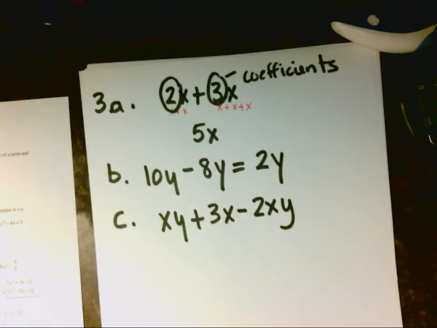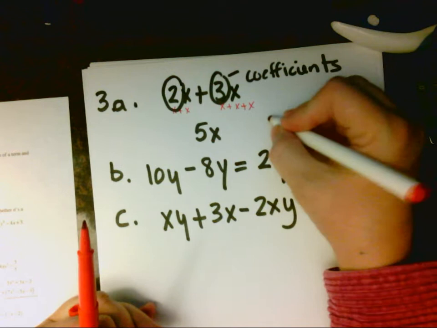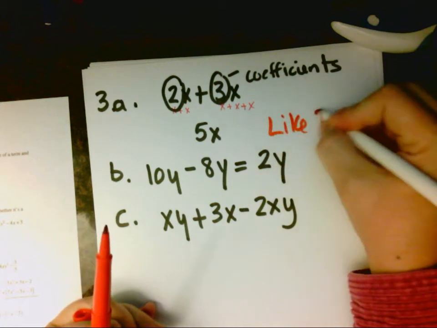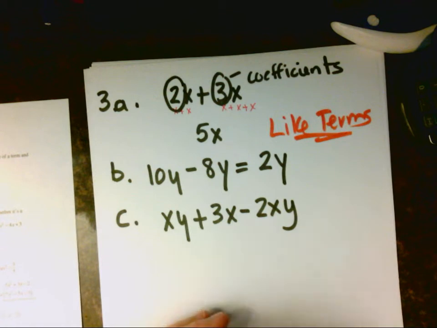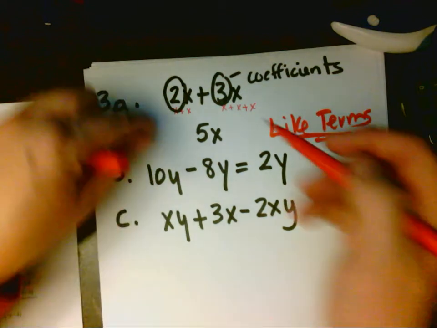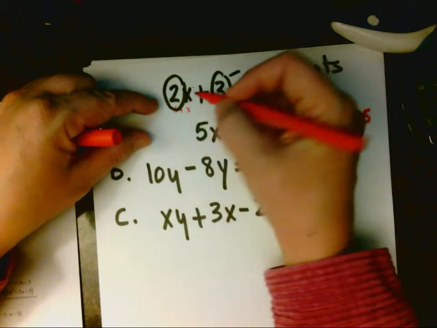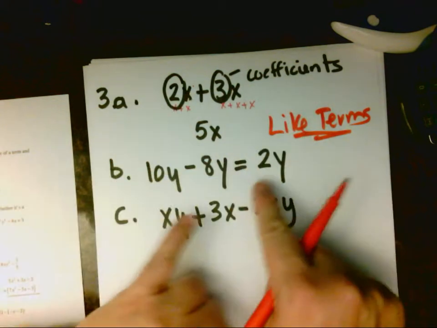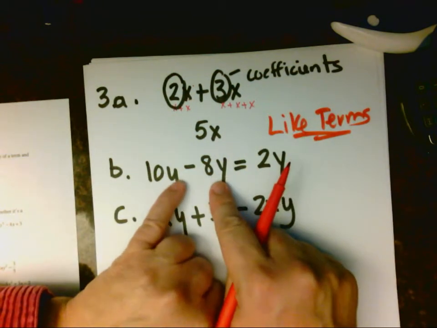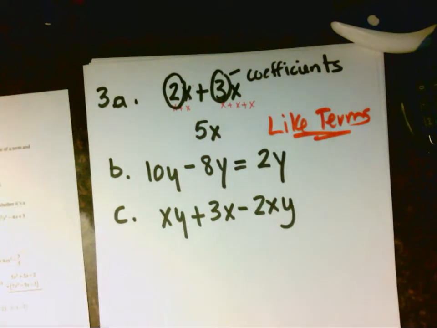Now, we haven't really talked about this, but these have to be what we call like terms. If we want to combine things, they must be like terms. Like terms means that they have exactly the same variable and power. These are like terms because they're both x raised to the first power. These are like terms because they're both y's raised to the first power. When you have like terms, they can be added together.